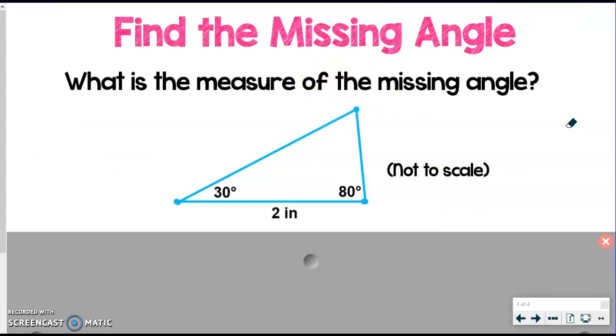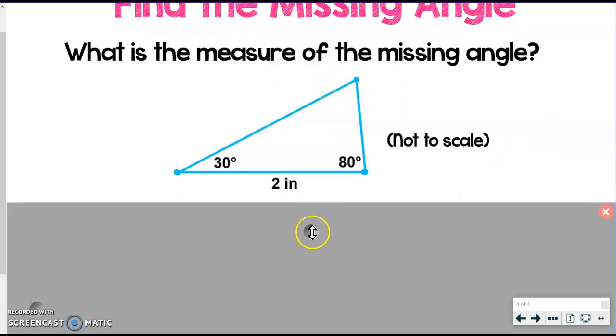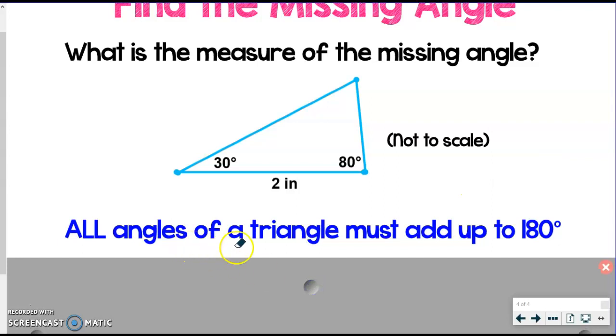So that's just how you use a protractor to do that. I don't expect you to have that down perfect. I'm not going to ask you to do that. Again, it was just to show you. This was the main takeaway from this video: how do we find the missing angle for a triangle? Well, the first thing that we need to know is that all angles of a triangle must add up to 180. So if we have 30 and 80 already, the missing angle is going to have to get us to a total of 180 degrees, okay?